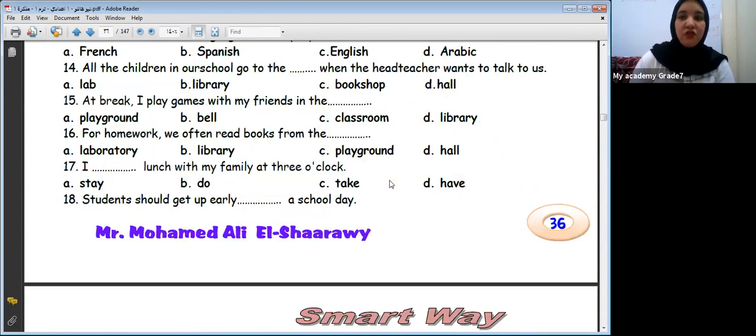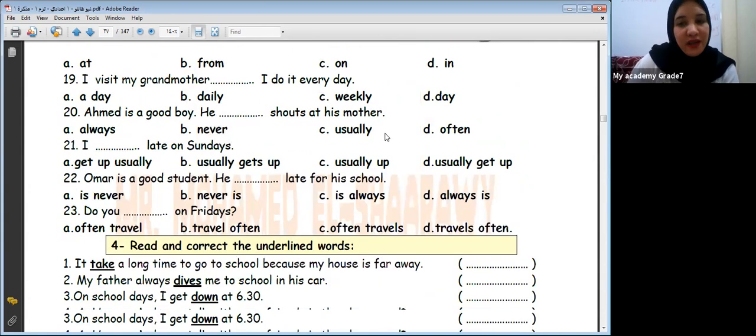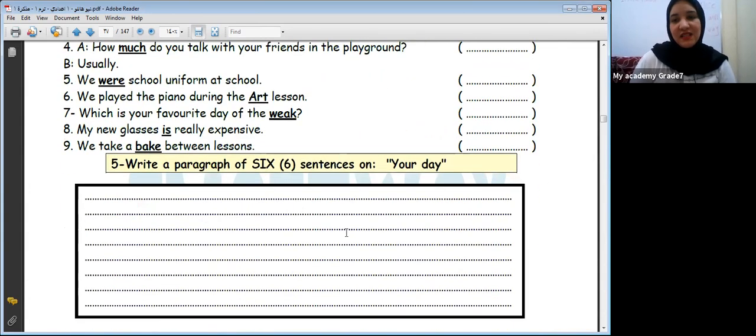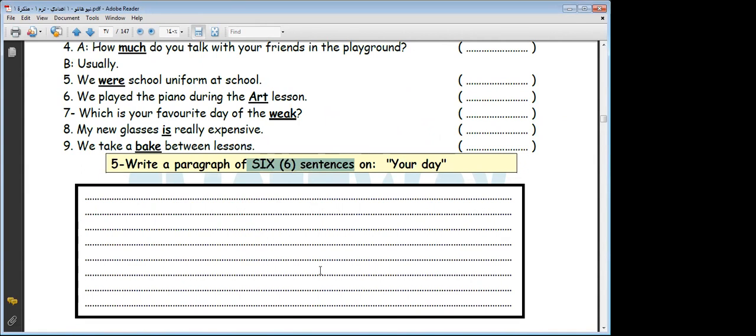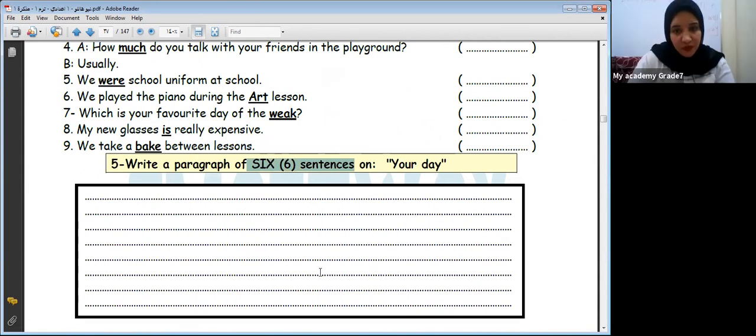37, 36, and 37. Okay. Choose and rewrite. You also have a paragraph today. Write 6 sentences about your day. You can use always, sometimes, never. Try to use them. Okay. But I don't want just six sentences. I need around eight or ten, okay? Write 8 to 10, okay?